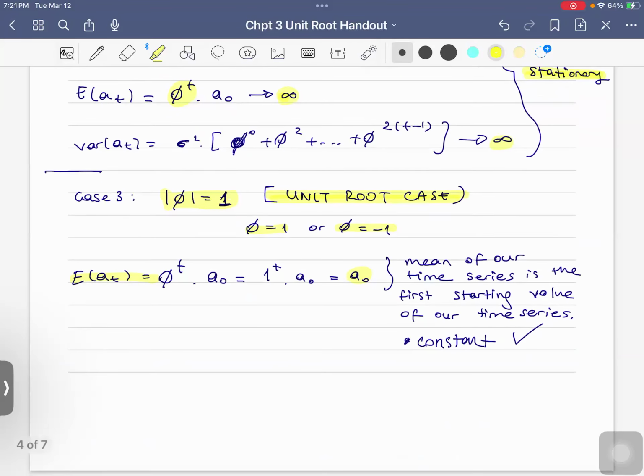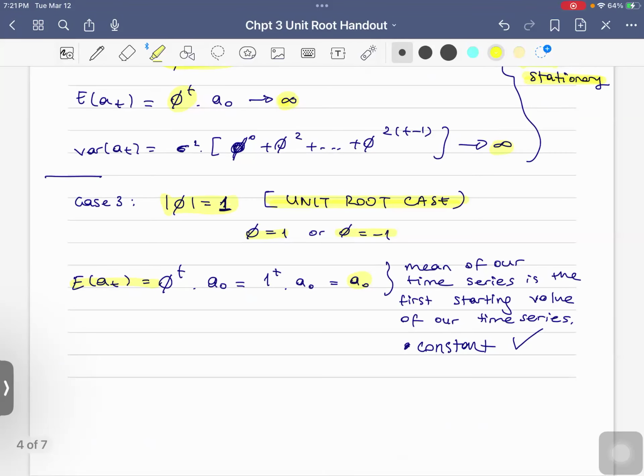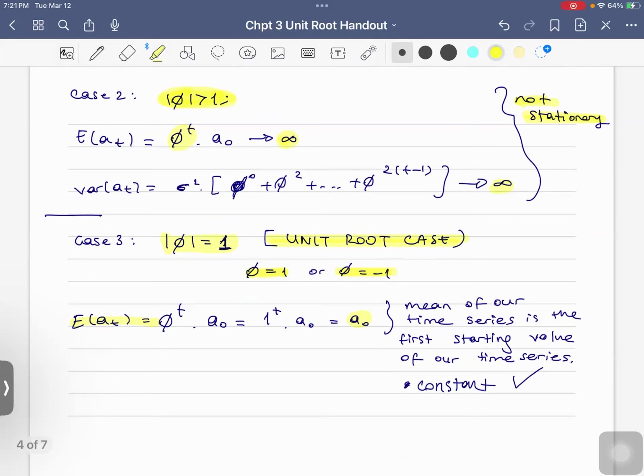Okay. Now the final one is when phi is equal to 1. This could be that phi is equal to 1 or phi is equal to minus 1. Let's think of the case where phi is equal to 1. So when phi is 1, this object becomes 1 to the power t, which is just 1. So the expected value of AT will become A0. That means the starting value of our series becomes the mean over time. Again, for us, it doesn't matter. What we are only looking for is whether that is constant.